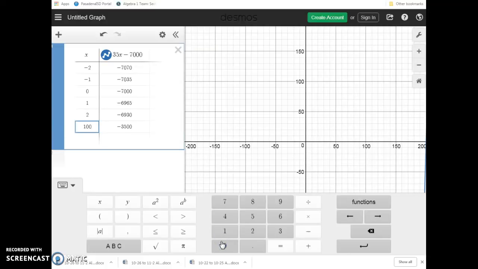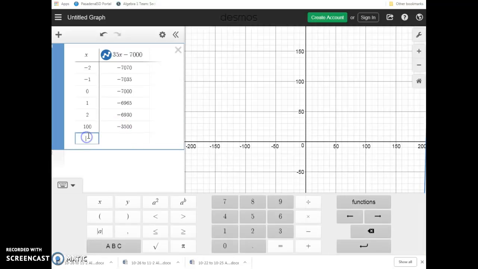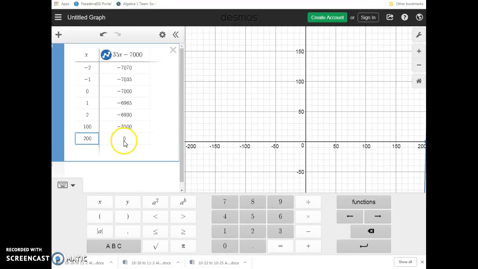So if I type 100, is that breaking even? No, that's a negative 3,000. They're still in the hole. They're still owing somebody money. So if I type letter B, 200 boxes. Now they're at 0, okay? But we can still type the other ones just to make sure.